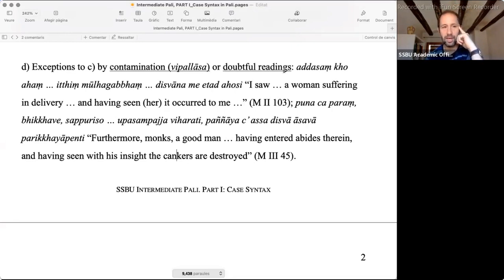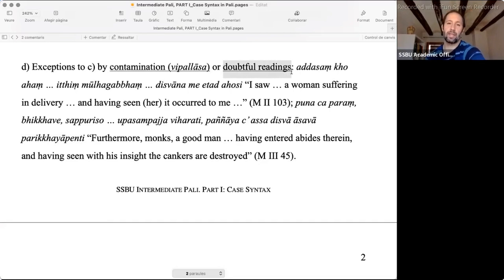I don't know exactly how, but maybe originally you could take this not as a third person plural, but third person singular. And this asava, maybe originally could be taken as an accusative, but we don't know. So a doubtful reading is another concept that we have.